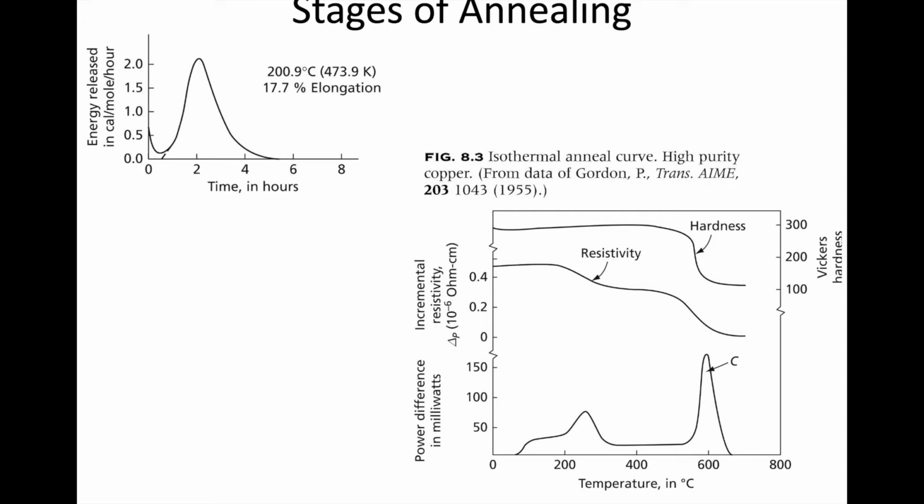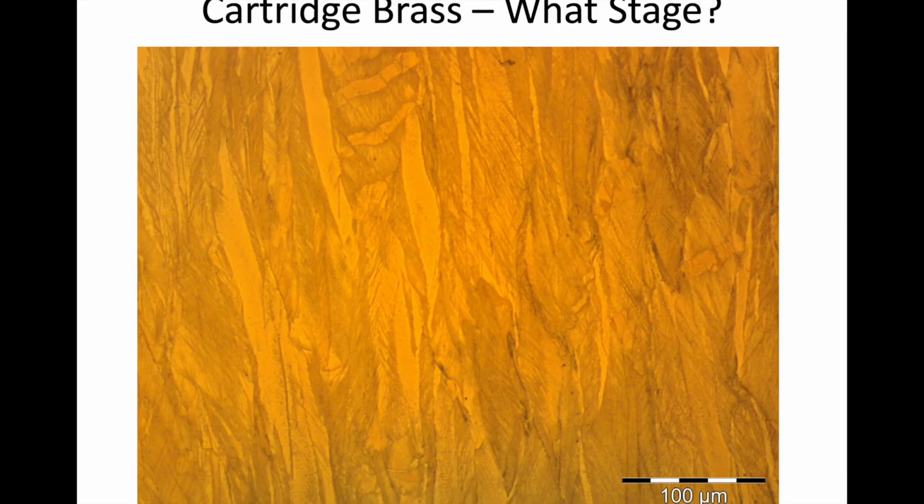All right, so let's go to the other part of this experiment, which is the microstructures. All right, so this is cartridge brass. This is taken from a previous semester. And the two things that we want to look at are cold work, the effect that cold work has on cartridge brass. And we also want to look at the effects of annealing. That's the goal of the experiment.